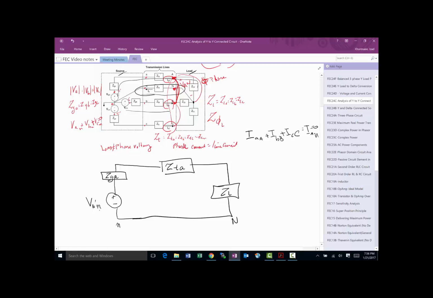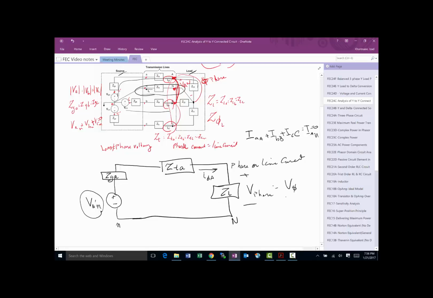So the beauty of this is, if you tell me what the generator in the reference is producing, I can tell you what this current is. This IAA is the phase or line current. I can also tell you what the phase voltage is. This is a phase voltage, sometimes shown as this. So it makes analysis a lot simpler.